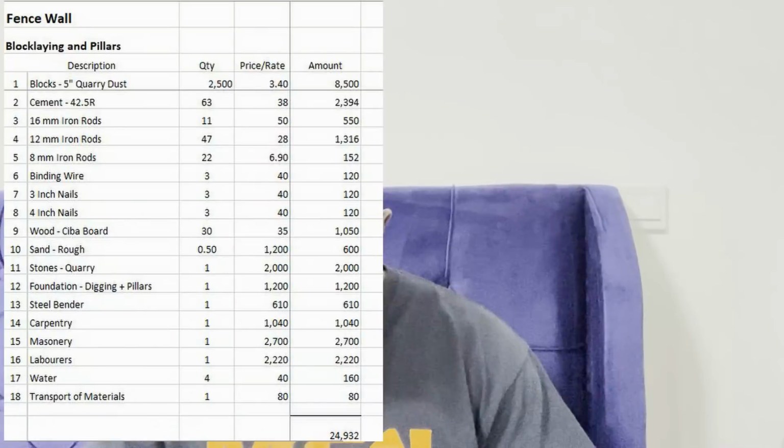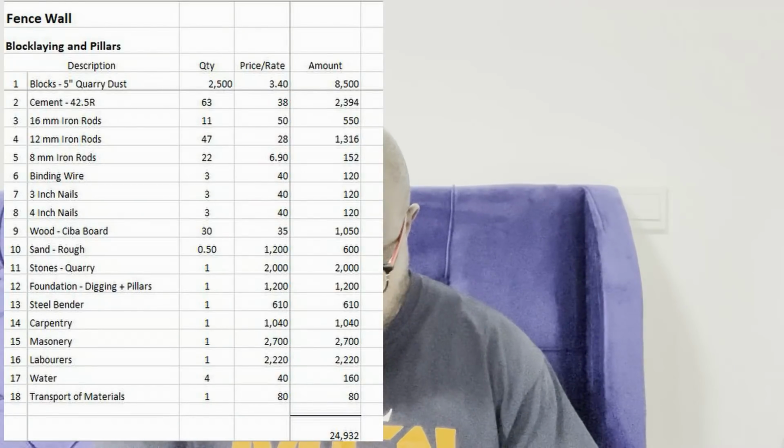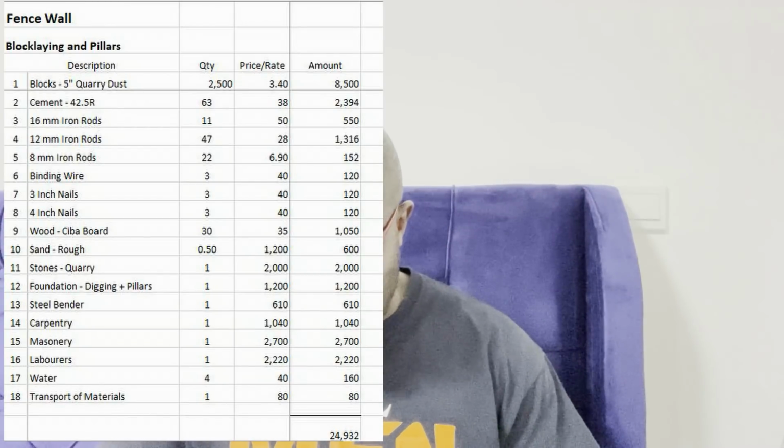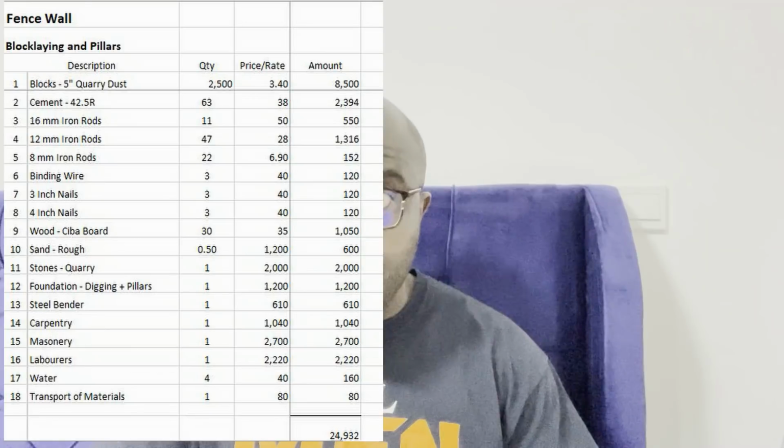But let's look at the fence wall as a dedicated spreadsheet on the template. So that's on your screen right now. Let's go through that briefly. Let's just show you how much our fence wall cost. It can help to give you a budget comparison only. Remember that I said every project is different.